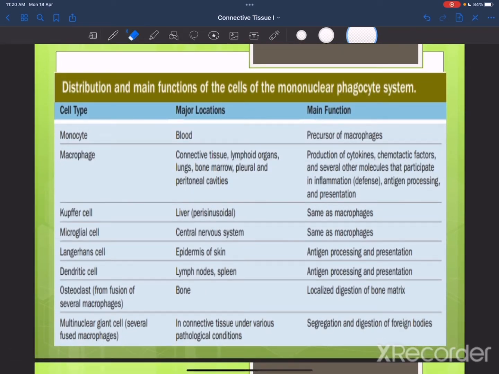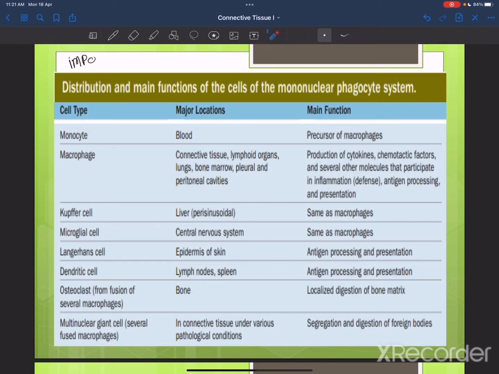Here is a table for different types of macrophages in the body. In next modules, you will meet different terminologies for the macrophage. Maybe you will be lost. So these different types of cells, all of them, are part of the mononuclear phagocytic system, which is the defense mechanism against foreign bodies.